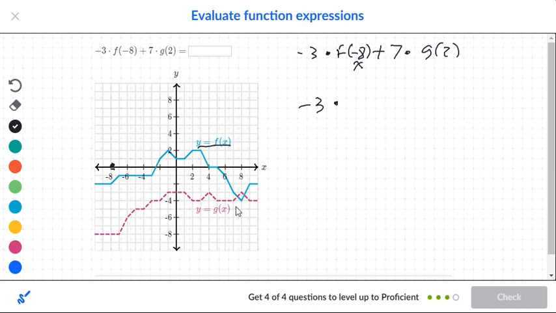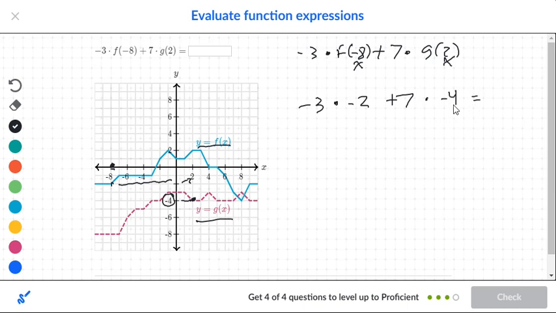Remember, the f of x is my blue, the g of x is my red. So I actually want to go down here. I want to move across. So right above negative 4 would be negative 2. Now the other side, we have a plus 7 times. This is your x, so your x is 2. So here's 2 on the x. We want to go down to the red. So here's the red. I want to go across, and it stops at a negative 4.